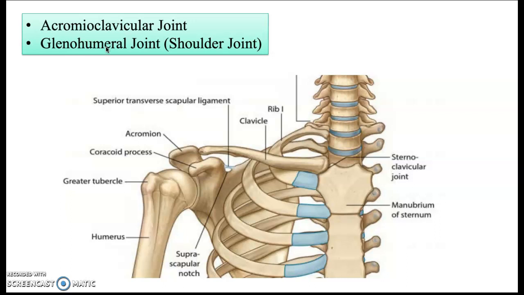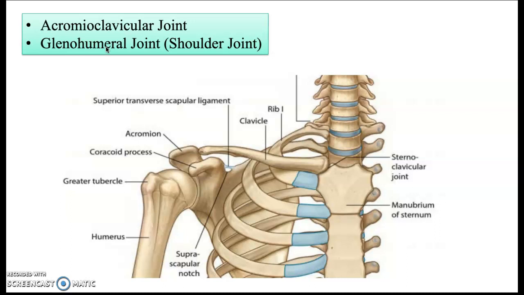A joint is a union of two bones, and depending on the type of junctions, they are divided into three classes. One is the fibrous joint, where two opposing bones are united by a membrane.